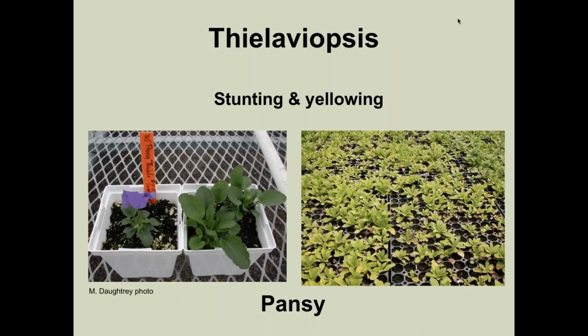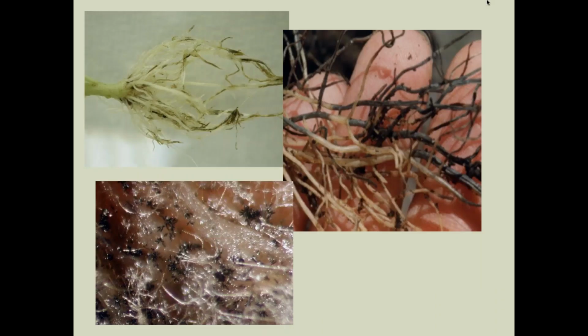So here's some symptoms of Thielaviopsis root rot. Pansy is one that's extremely susceptible to Thielaviopsis root rot, and it causes stunting, also yellowing. The image on the right, lots of losses due to Thielaviopsis in these plug trays. And here's what we're talking about when we talk about black root rot. So in the upper left, there's areas on the roots that are very dark and very black. If we take a closer look at those, we can see that they're patches, extremely black areas in the root.